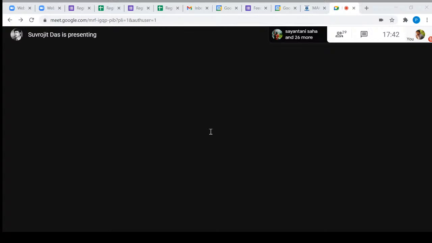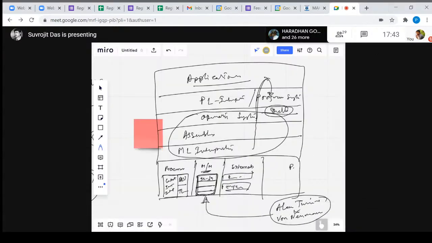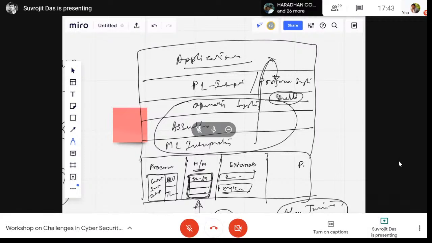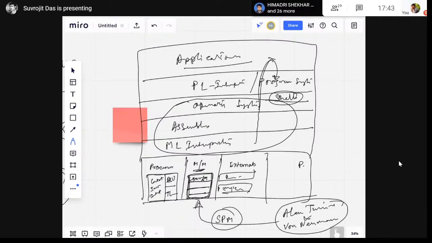and Von Neumann, I hope you know their names, came up with the idea of the stored program model. They said that the program and the data that the programs deal with can be stored in the same place, in main memory.